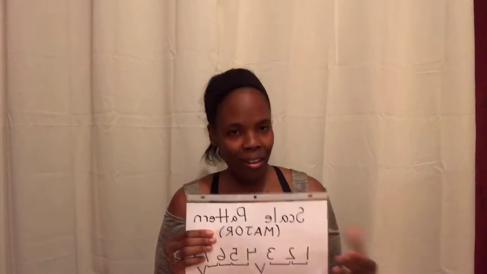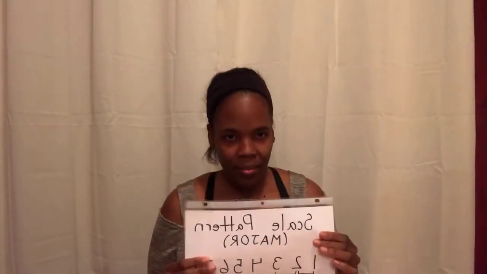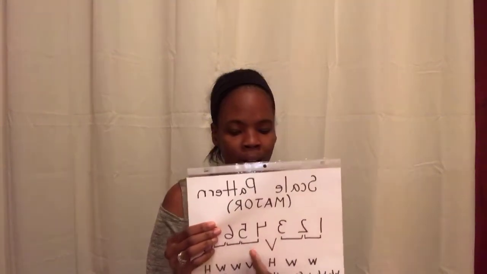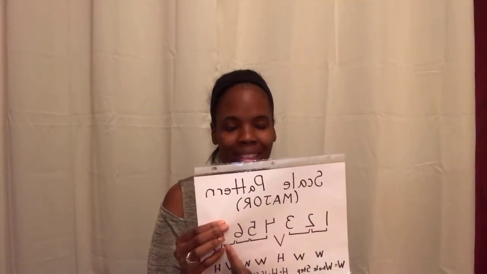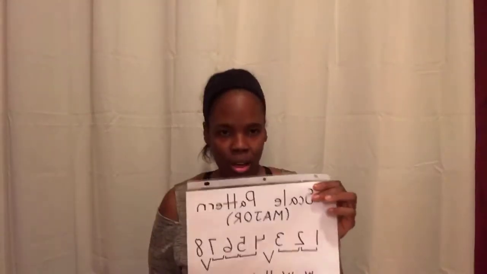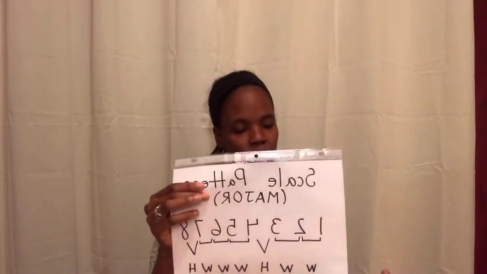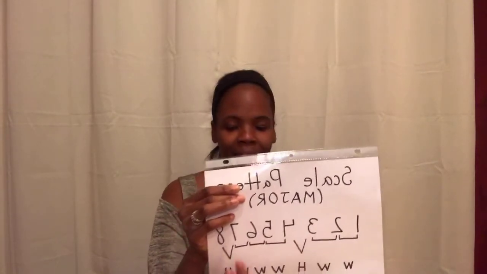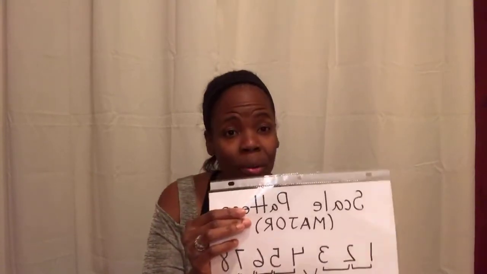So our scale sounds like this. Do, re, mi, fa, sol, la, ti, do. Okay, so for those of you who've seen Sound of Music, that's what this is based on, our solfege scale. So between mi, fa, and ti, do, we have a half step.